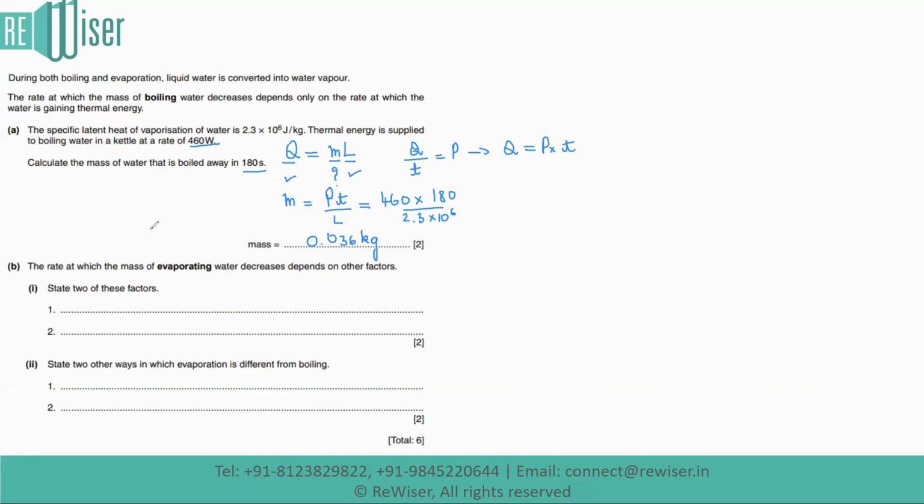The rate at which the mass of evaporating water decreases depends on other factors. State two of these factors. Two of these factors, or any two other factors that the rate of evaporation depends on, are the surface area that is exposed to evaporation, and also the humidity of the air in the surrounding environment.